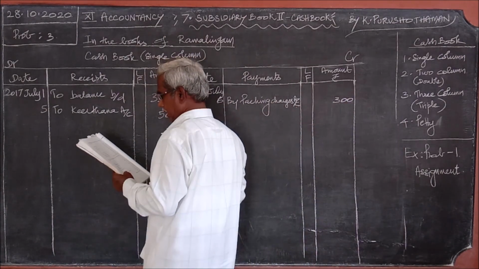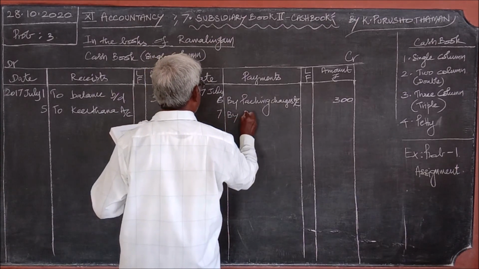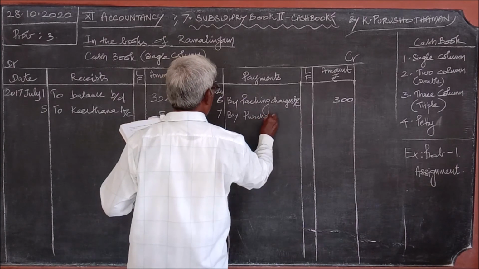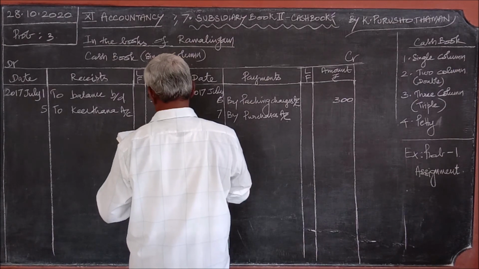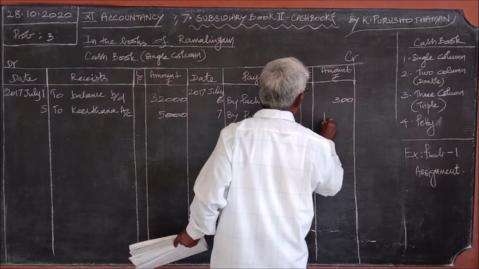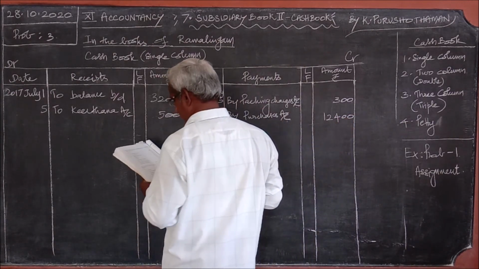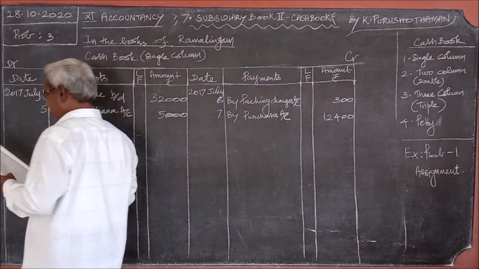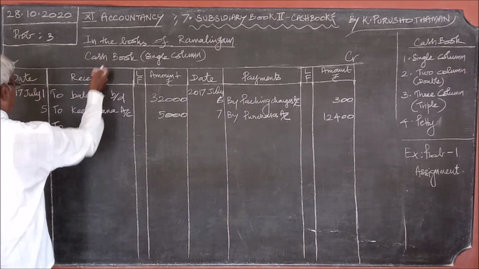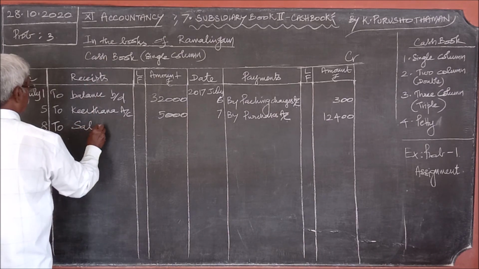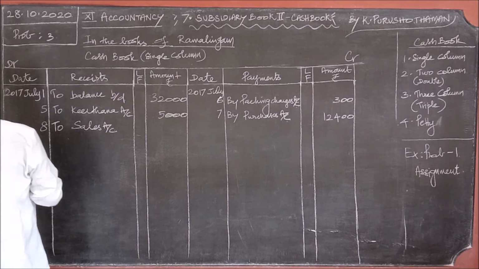Then, seventh, cash purchases. When goods are purchased for cash, it is a payment. Therefore, by purchases account, seventh, cash purchases, 12,400. Eighth, sold goods for cash. When goods are sold for cash, cash comes in, therefore, to sales account. Cash, 2,600.